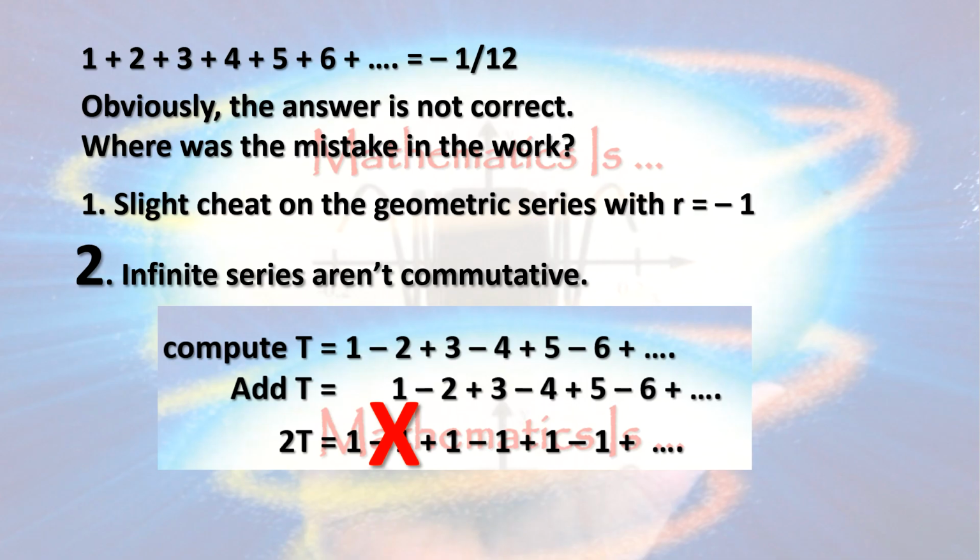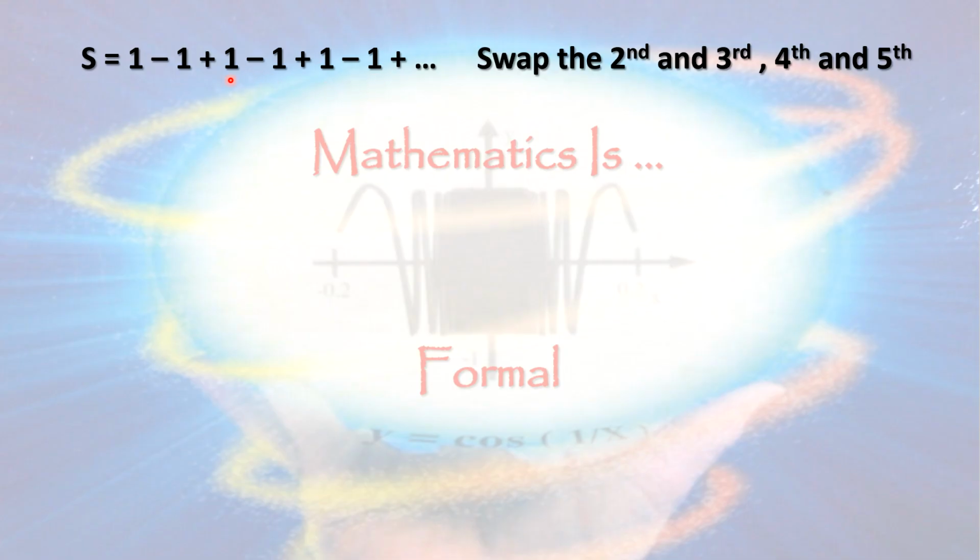Well, why is it not legal? To see why, take the sum S defined as we did, 1 minus 1 plus 1 minus 1 and so on, and rearrange some of the 1s. Let's swap the second and third, fourth and fifth, and so on to put two 1's in front. Now we have S equals 1 plus 1 minus 1 plus 1 and so on. But after that first 1, we've got 1 minus 1 plus 1 minus 1, that's S. So our equation says that S equals 1 plus S.